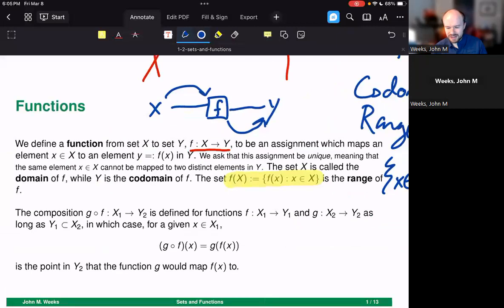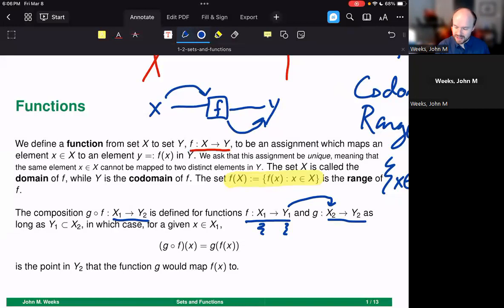And given that you have these sets lining up in the correct way, namely that the codomain of one function lines up with the domain of another function, then you can make a composition between those two functions. So let's say, for example, that f is a map going from x1 to y1, and g is a map going from x2 to y2. Well, if it's well-defined, that is, if you could actually map something from the range of f and get it to be inside of the domain of the function g, then you can compose these two functions.